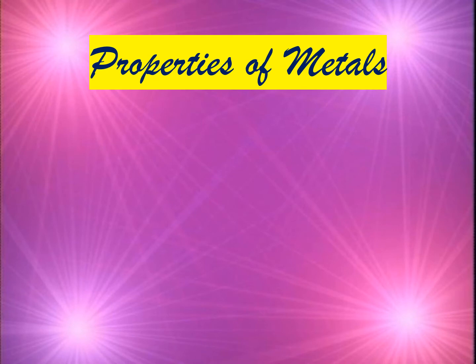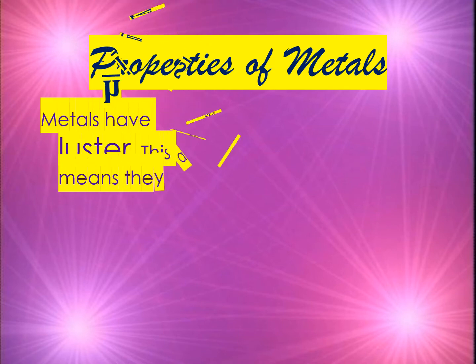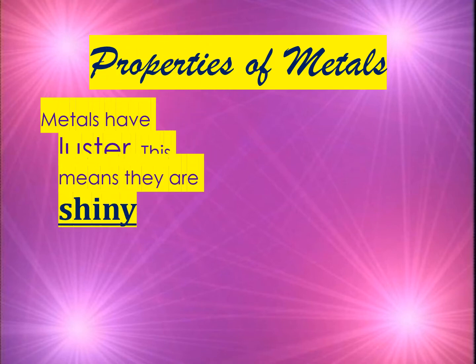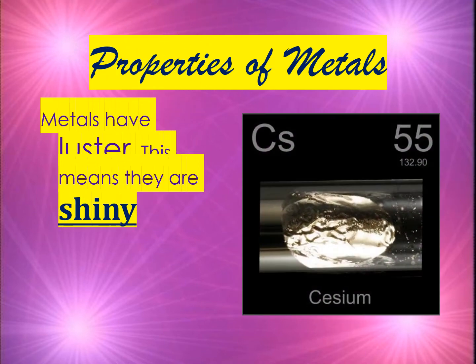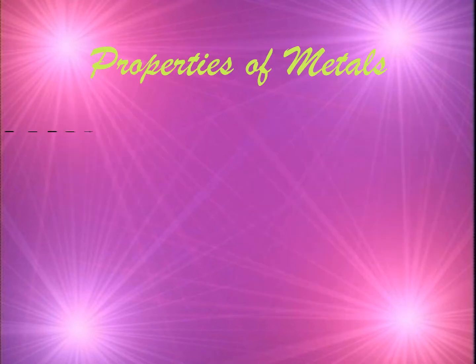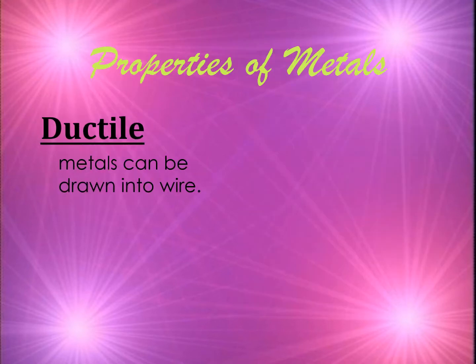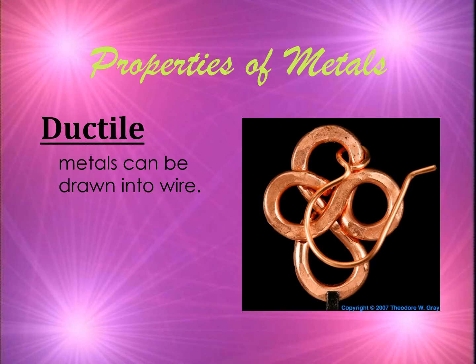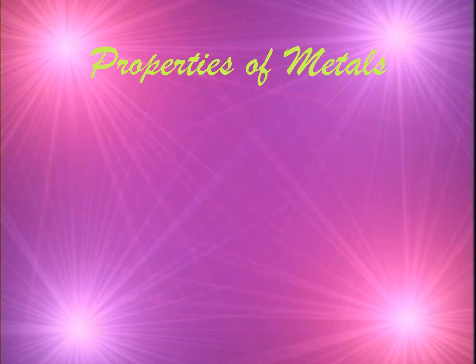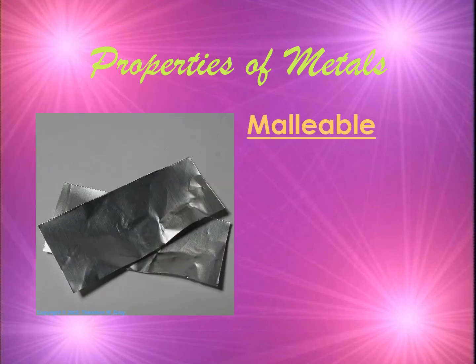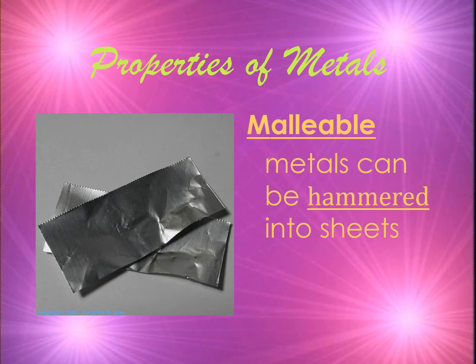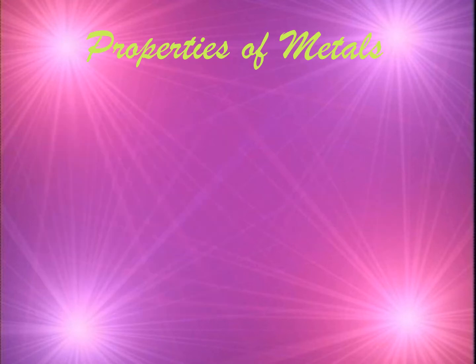Let's move now to the properties of metals. First, metals have luster. This means they are shiny. Next property of metals is ductile. Ductile means metals can be drawn into wire. Another property of metals, malleable. Malleable means metals can be hammered into sheets.